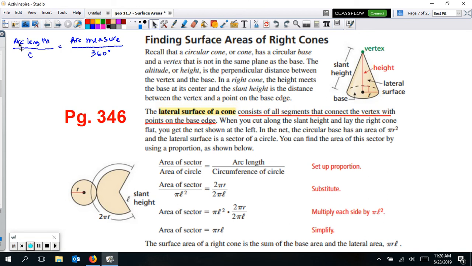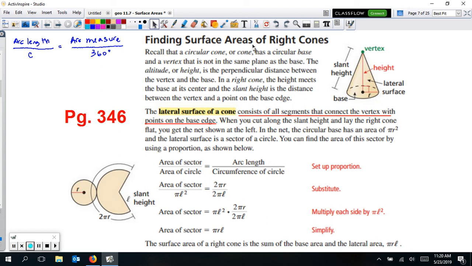We were saying that the arc length over the circumference of the whole circle is equal to the arc measure over 360 degrees. Remember, we had the part over the whole. So part of the circle, which is the arc, over the whole circle.